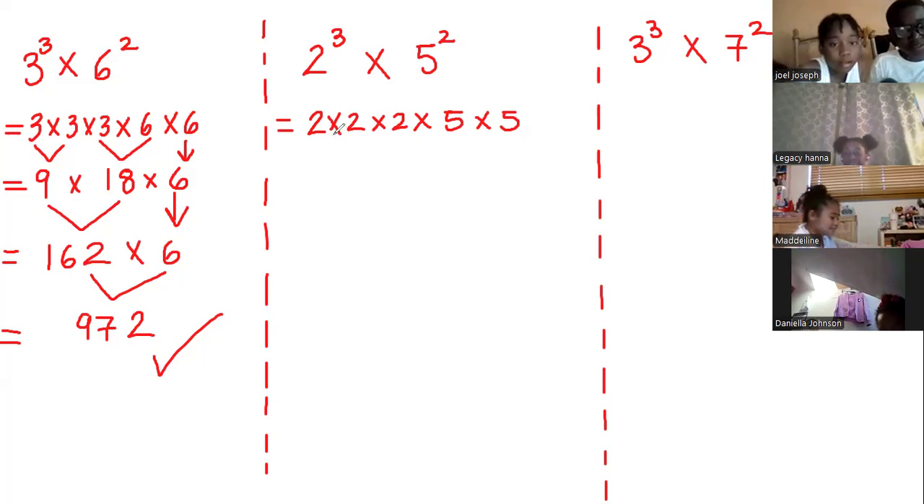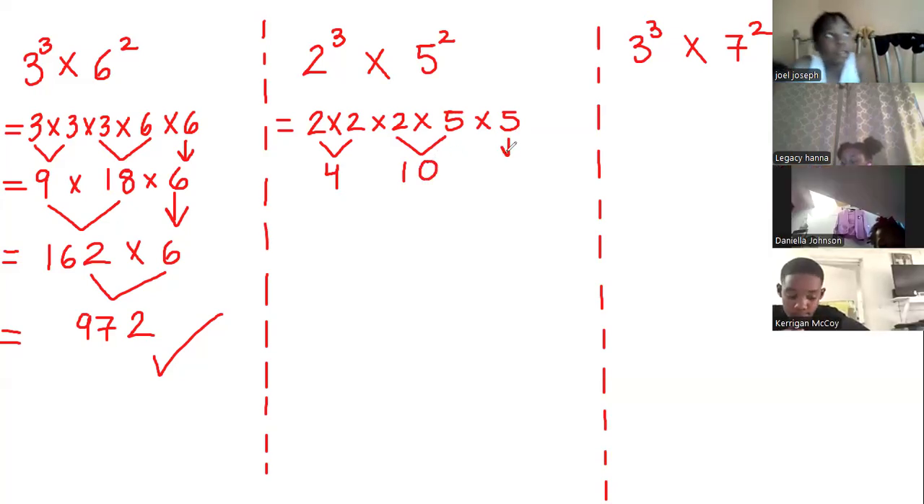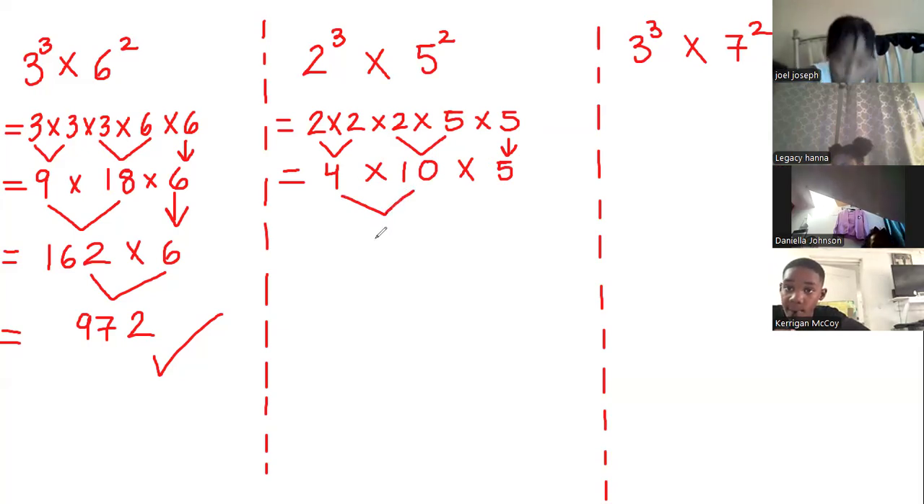All right, so go ahead, Miss Marshall. Let's explain this, and then we gotta do number 3. All right. So 2 times 2 is 4. 2 times 5 is 10. And down the times 5. So 4 times 10 is 40. 40 times 5 is 200.